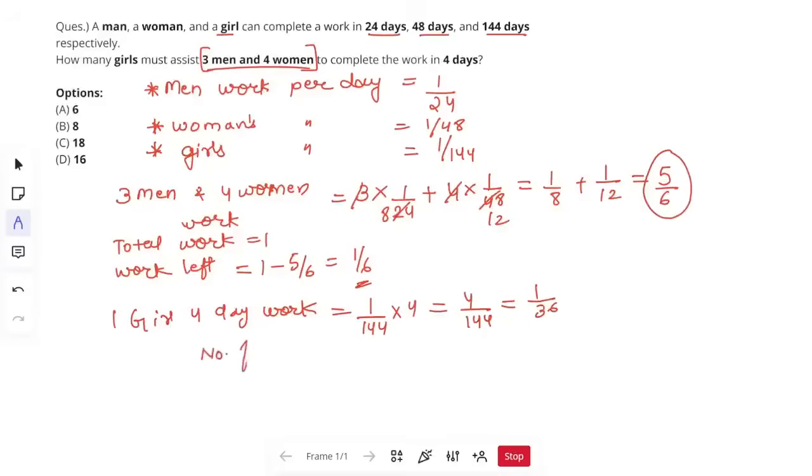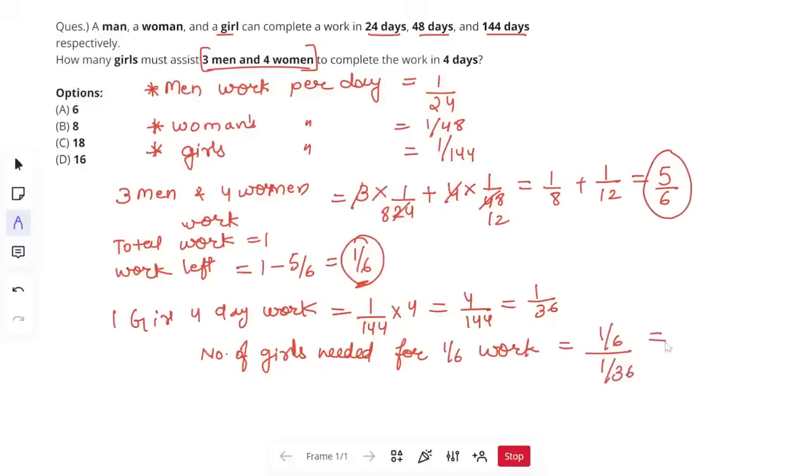So number of girls needed to complete 1 by 6 work. Why 1 by 6? Because 1 by 6 is the only work left. Number of girls needed for 1 by 6 work will be 1 by 6, that is the total work left, divided by the work done by one girl. So when you solve this, 1 by 6 into 36 by 1, it is going to be 6. So you will need 6 girls who can complete the work in 4 days.